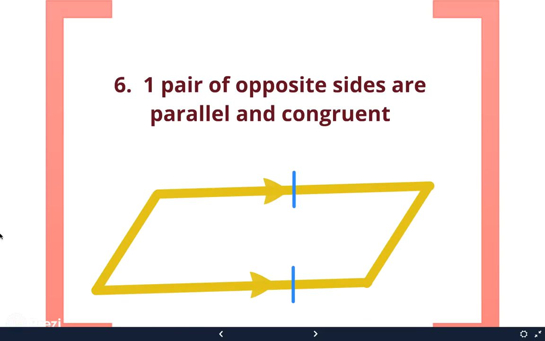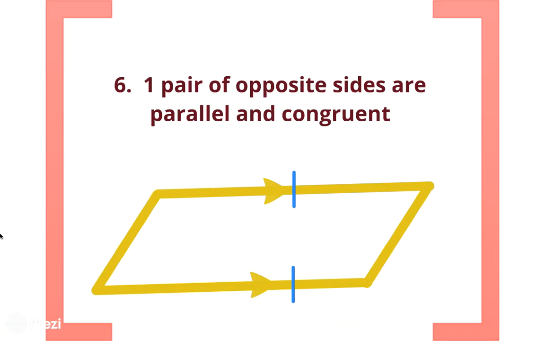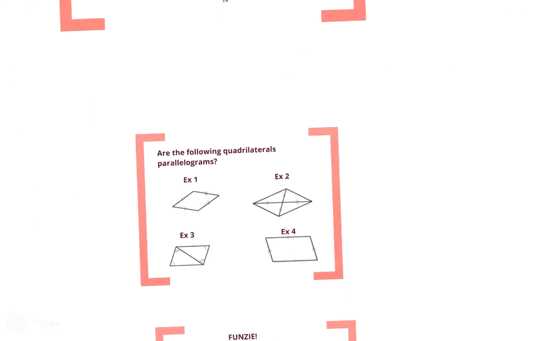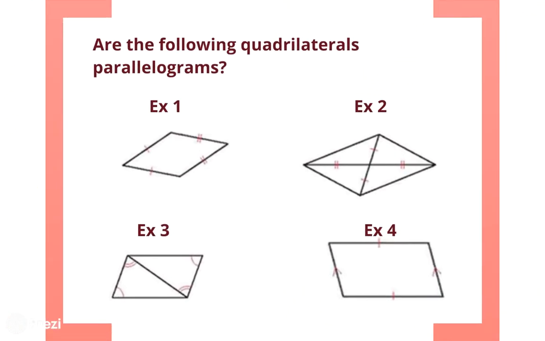Alright, and those are the 6 things that determine if a quadrilateral is a parallelogram or not. So now you need to pause the video and watch examples 1, 2, 3, and 4, and they will tell you how to identify if the following quadrilaterals are parallelograms or not.